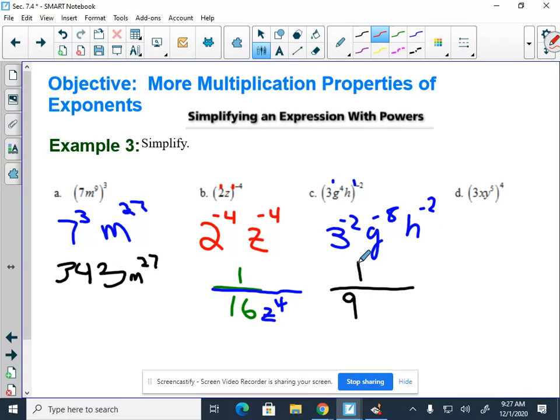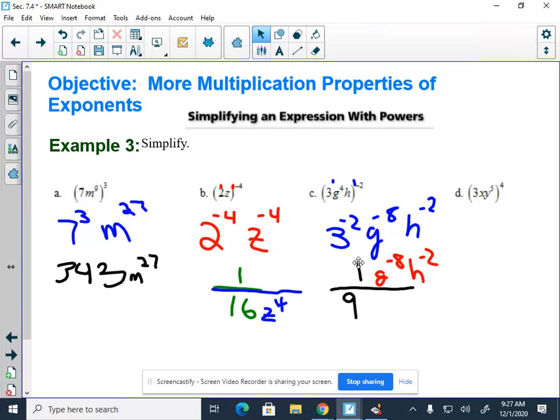That g to the negative 8 would be right here. G negative 8, h negative 2. I don't want the negatives. So I move them to the bottom, and then they become positive.